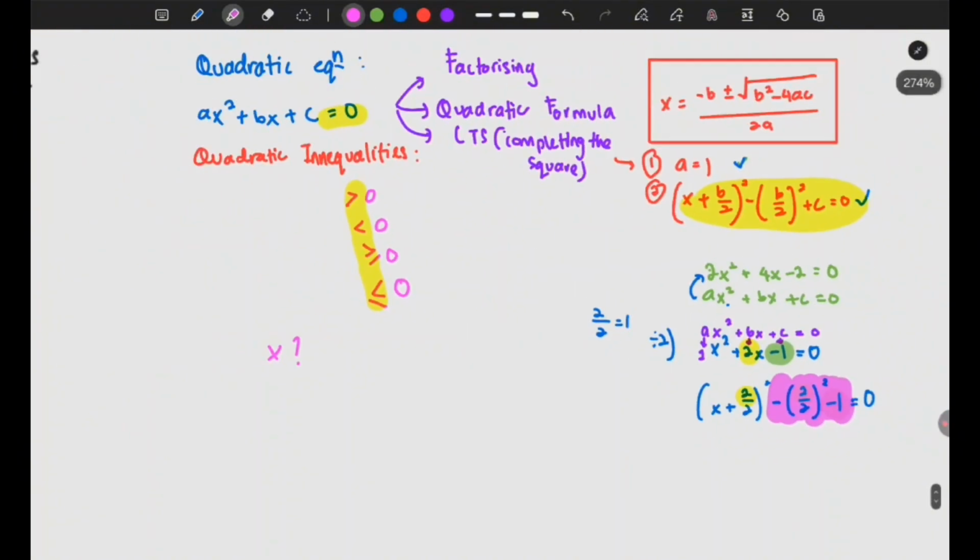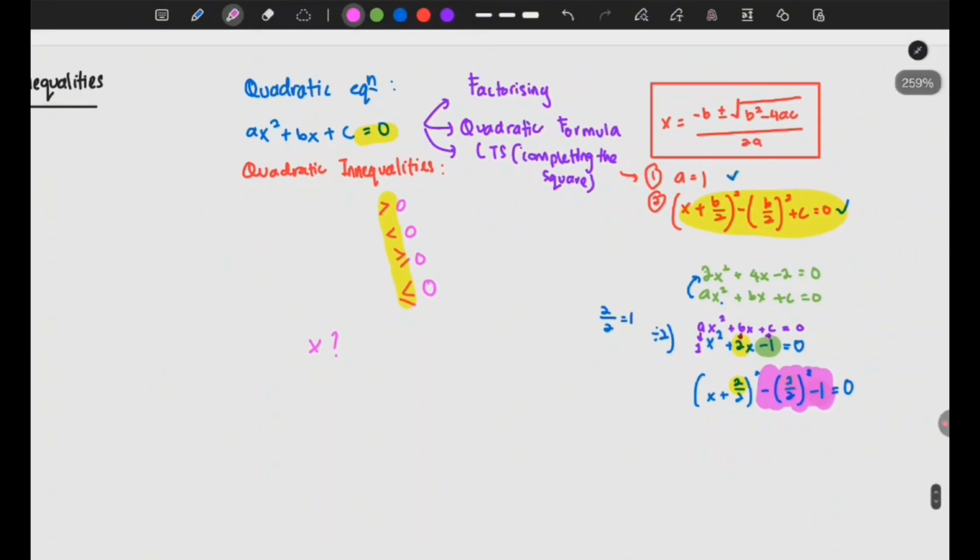So this is how we solve using all these methods: factorizing, quadratic formula, completing the square for equation. But what about inequalities? Inequalities, you can't find a perfect answer. For quadratic equation, you can find a perfect answer, the x value, through these methods. But quadratic inequalities, it's already not equals to 0. It's like maybe more than 0, less than 0, or more and equals to 0, less and equals to 0. This shows that it's not a perfect equation.